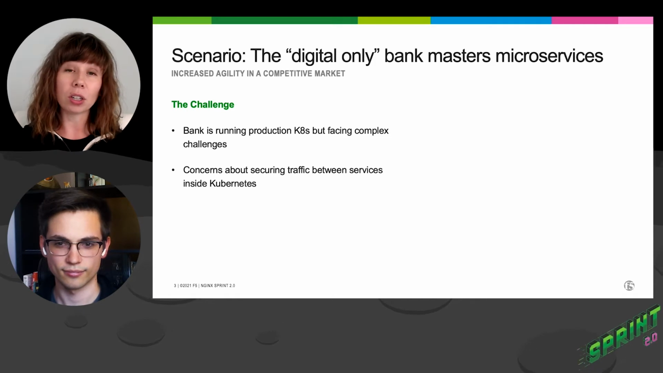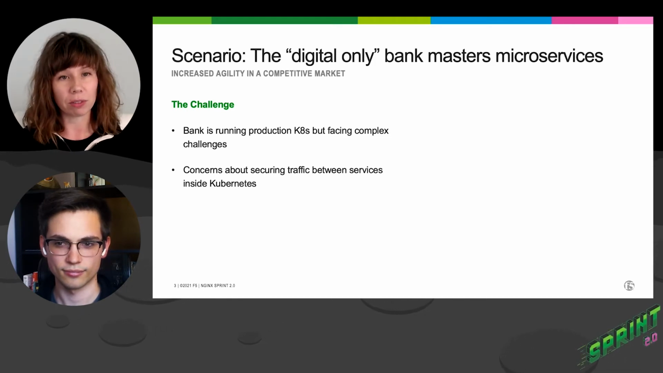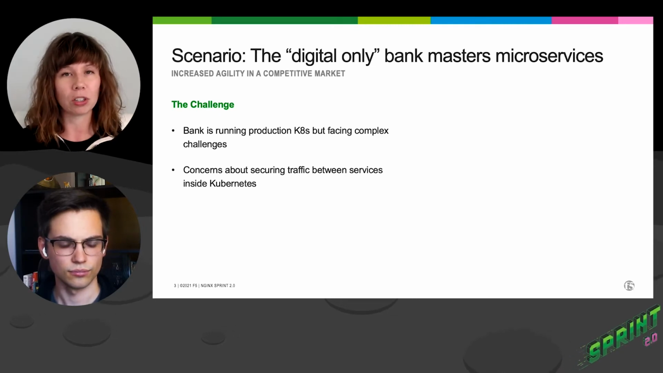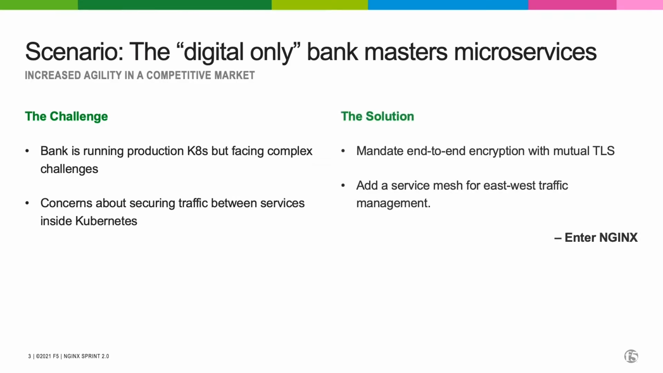There are a lot of concerns about securing traffic between services inside Kubernetes, which is very typical when people reach this level of development. And so what's the solution? This organization has decided to mandate end-to-end encryption with mutual TLS. And as part of that solution, they're going to be using a service mesh for east-west traffic management. And so we're going to take a look at where NGINX fits in.